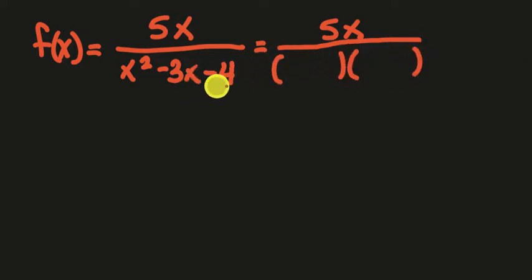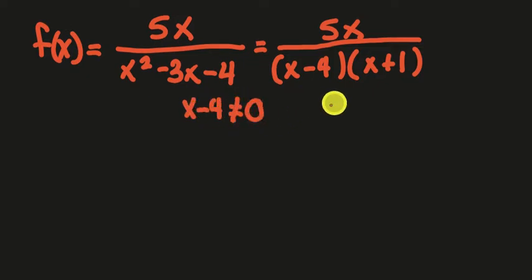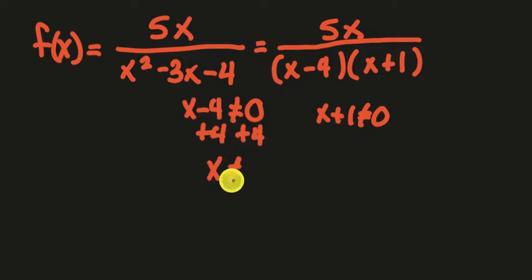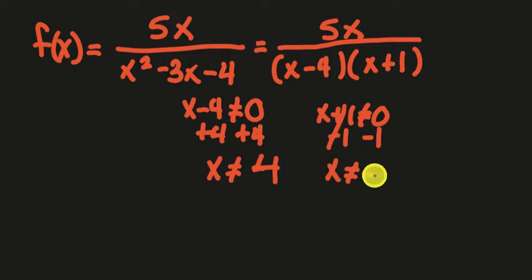X squared minus 3x minus 4 factors out into x minus 4 and x plus 1. We set each of these equal to 0, and we say that x minus 4 cannot equal 0, x plus 1 cannot equal 0. On the equation on the left, we can add 4 on both sides, and we'll get that x cannot equal positive 4. And here we can subtract 1 on each side, and we'll get that x cannot equal negative 1.